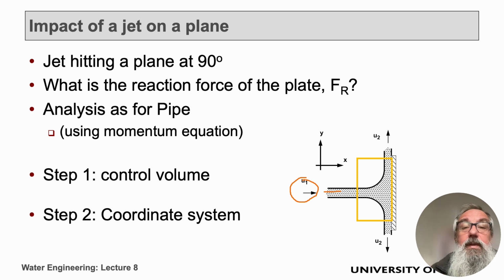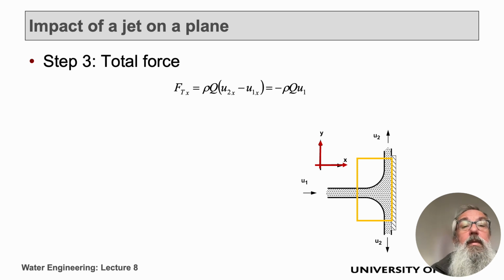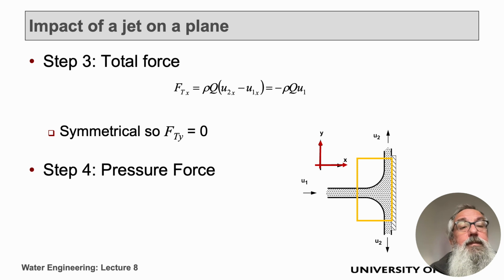We've got our coordinate system, which I've mentioned, x in the horizontal direction of the fluid going in, y in the vertical of the fluid going out. The total force, rho q (u2 minus u1), in the x direction: because there is no velocity in the x direction, it's minus rho q u1. Symmetrical, so the total force in the y direction is balanced by the fluid going up and down at the same time.